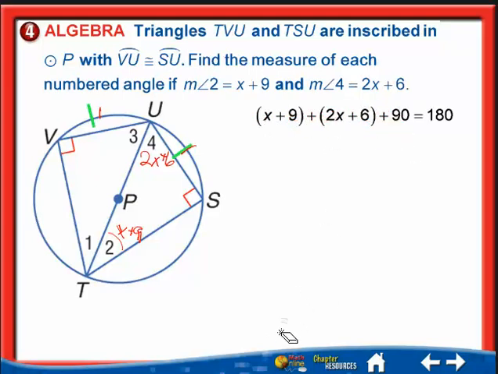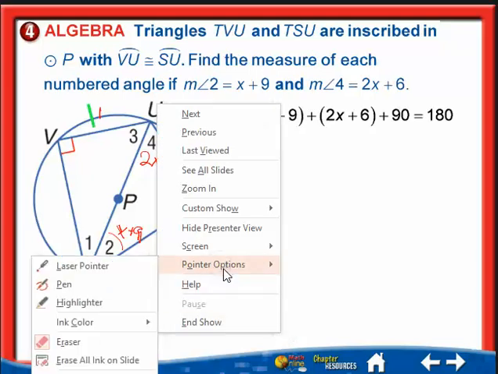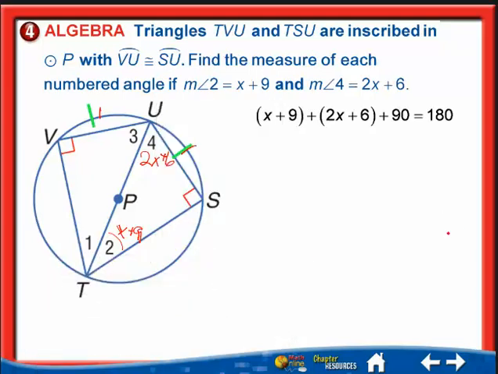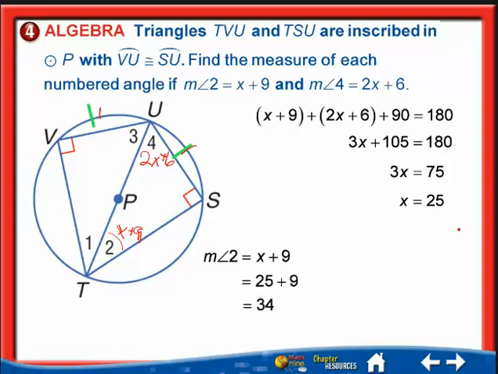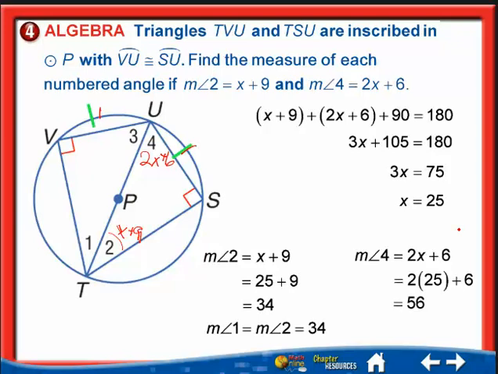Okay, so if I subtract the 90 and combine like terms there, x equals 25. So if I plug it in to angle 2, I get 34. If I plug it into angle 4, I get 56.